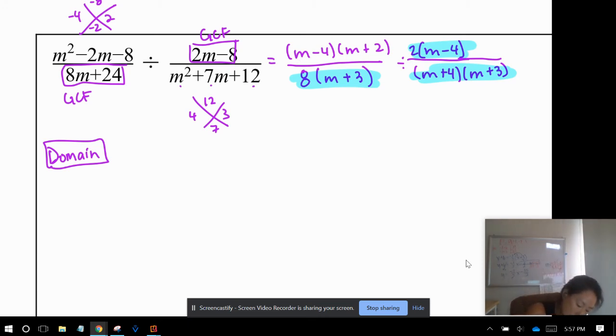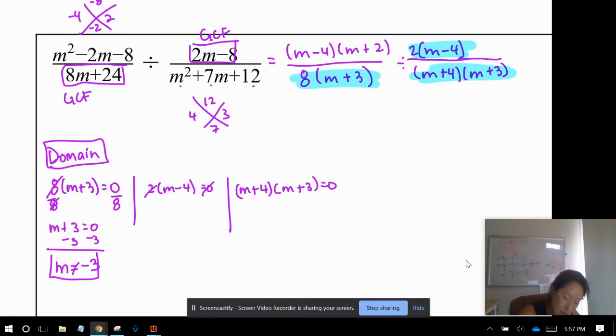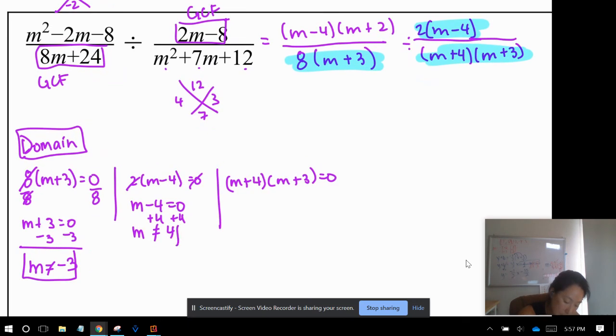All right, so I'm going to set 8 times m plus 3 equal to 0. Then also 2 times m minus 4 equal to 0. And m plus 4 times m plus 3 equal to 0. All right, the 8 will divide out, so m plus 3 is equal to 0. Subtract 3. m is equal to negative 3. So that's one excluded value. The 2 will divide out. So I get m minus 4 is equal to 0. m cannot equal 4. That's a second excluded value.